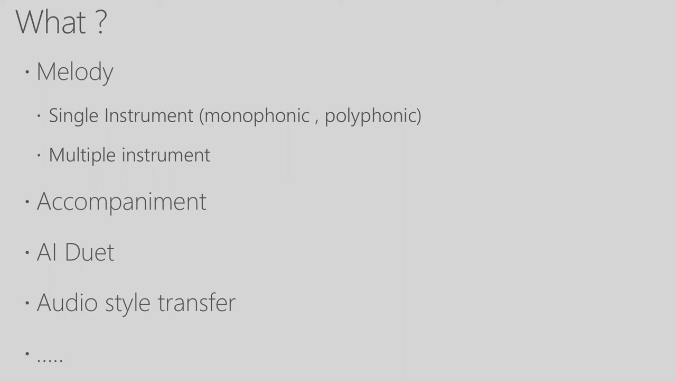Sure. So within the field of AI and music, there are a lot of sub-problems, and these are some of them. We can use AI to create a melody, which can be a single instrument. It can be monophonic or polyphonic. It can be multiple instruments. It can be generating the accompaniment for a given melody. It can be creating an AI duet or audio style transfer, and there are a lot of tasks. So this is a lot of stuff to make music from AI. Exactly. Cool. But what we will be focusing on is the single instrument, the monophonic melody generation.